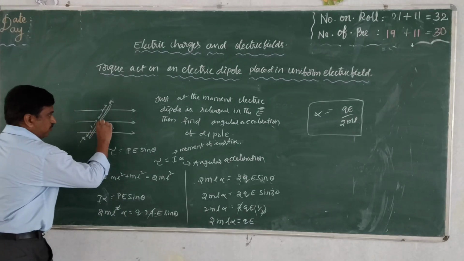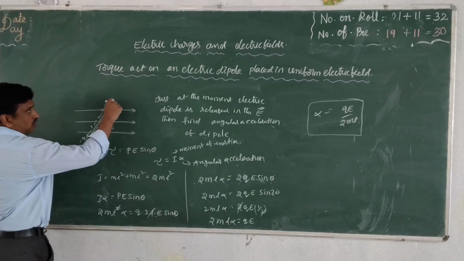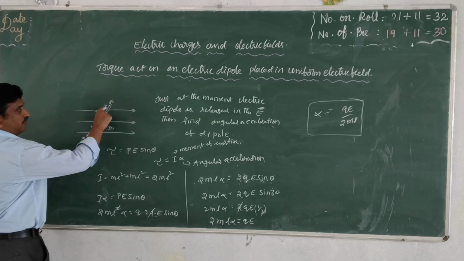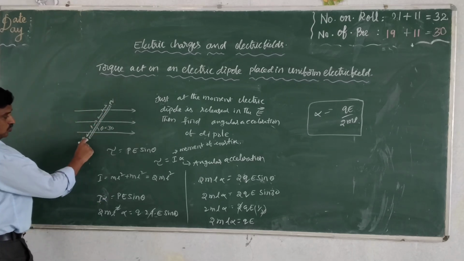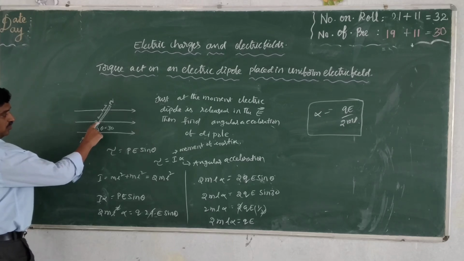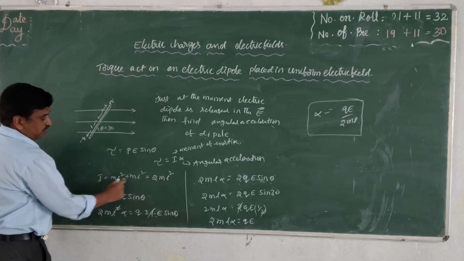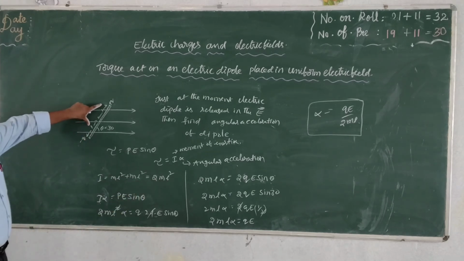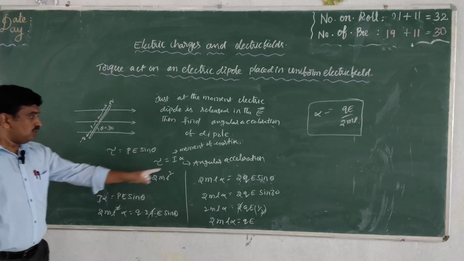Again, repeat here. From this axis of rotation to this plus q, what is the distance? L. And this plus q has mass m, so m into the square of the distance between them, that is ml square. For this minus q, mass is m and the distance between them is L, so again ml square. Together, 2 ml square. So what is the moment of inertia of this electric dipole? 2 ml square.